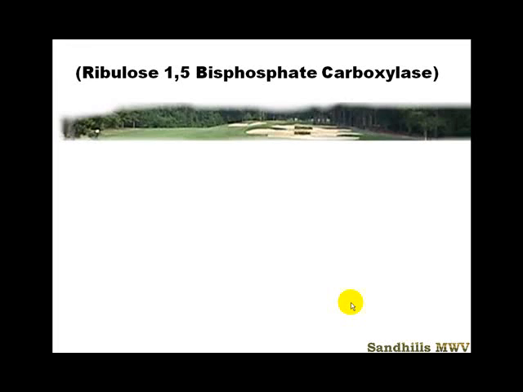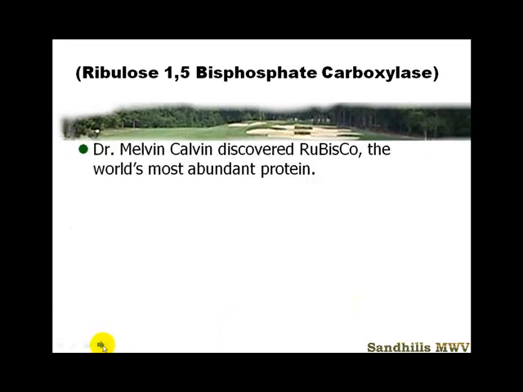We're going to talk about Rubisco, ribulose 1,5-bisphosphate carboxylase. It's the most abundant protein in the world. Without this protein, we would all be dead.